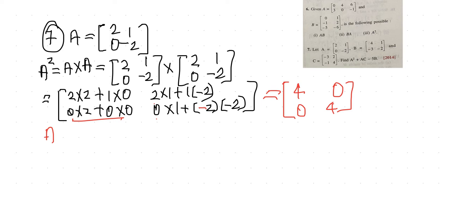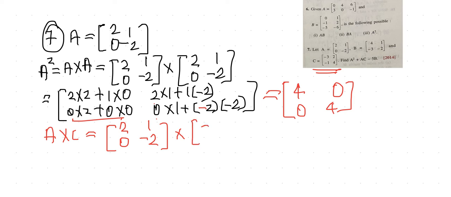Okay, so what will AC be equal to, children? AC will be equal to 2, 0, 1, minus 2 into the value of C, which has been given as, if you see here, minus 3, minus 1, 2 and 4. Okay, so this is what is there.